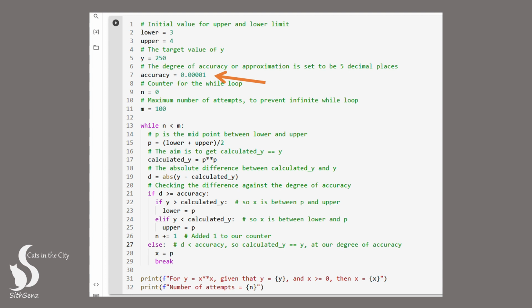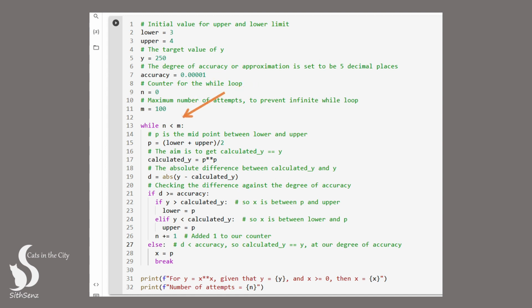When we set the degree of accuracy to be 0.00001, we are actually saying that a difference of less than 0.00001 is acceptable. Later, we'll see how to put this degree of accuracy into action in our code.